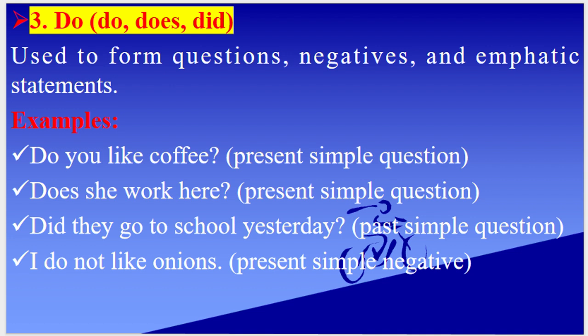3. Do, does, did, used to form questions, negatives, and emphatic statements. Examples: do you like coffee? Present simple question: does she work here? Present simple question: did they go to school yesterday? Past simple question: I do not like onions. Present simple negative.